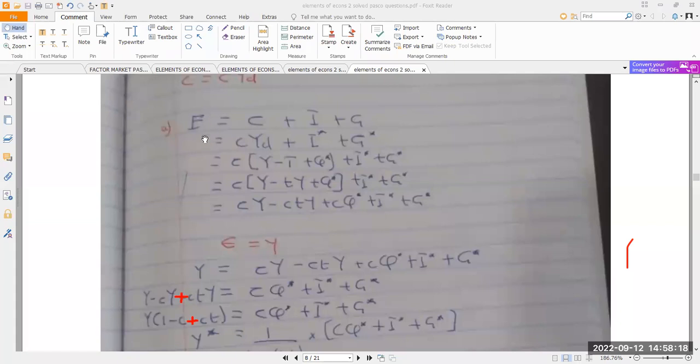Yes, so the aggregate expenditure function was given as the sum of consumption, investment, and government spending. So we are just doing substitution. It's consumption that we have to deal with. Consumption is a function of disposable income. So consumption is equal to C(YD), but then YD is equal to Y minus T plus Q. So just instead of YD, put Y minus T plus Q there. Then we expand. When you expand this, you get the expenditure function. Is that okay?